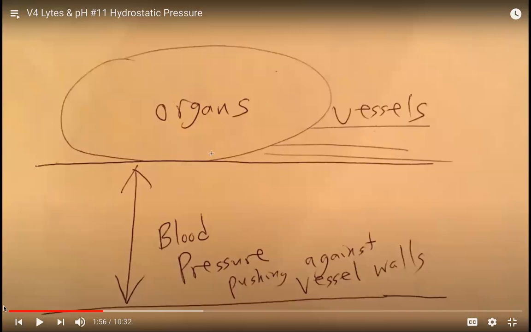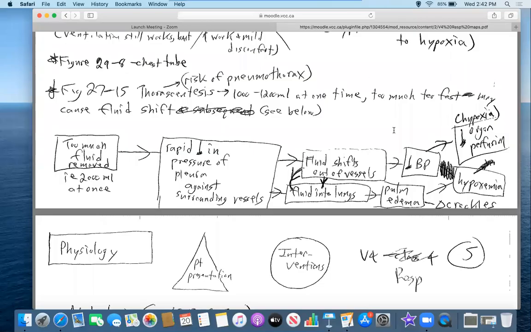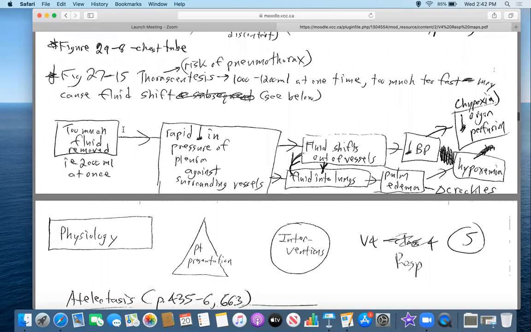Okay, so let's go back to the questions now. So in map 4, you've just got a little pictorial down here explaining what I just said. Too much fluid removed too quickly, a rapid decrease in pressure against surrounding vessels. Fluid can shift out of vessels into lungs, into the pulmonary area, a drop in blood pressure, etc.